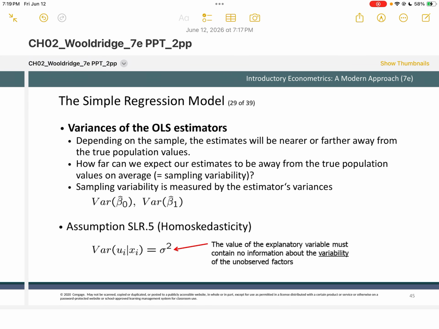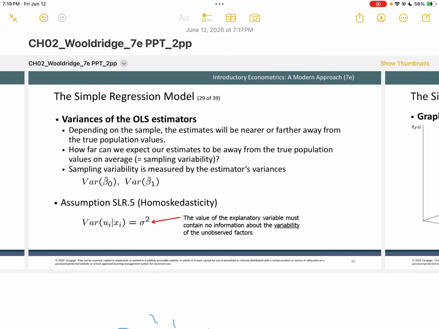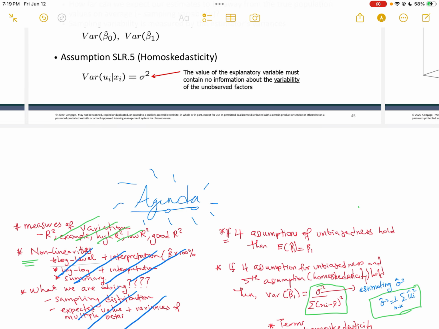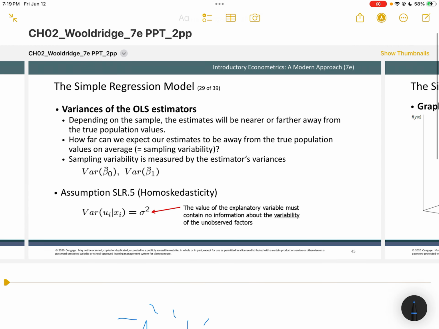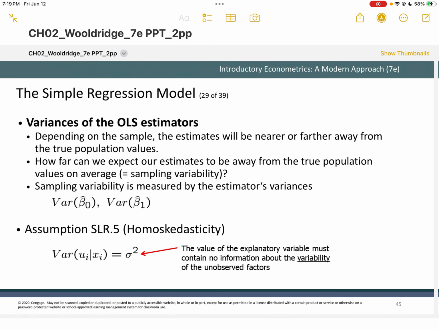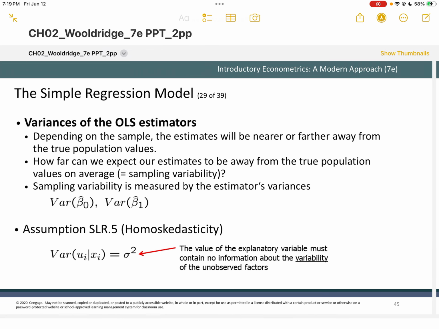We are not gonna stop here. We are gonna look at this next bit, and we're almost done. I just talked about the assumptions of unbiasedness, and we're looking at the fifth assumption now. The fifth assumption is homoscedasticity. This one says that the variance of U conditional on X is some constant value. So sigma squared is a constant value.